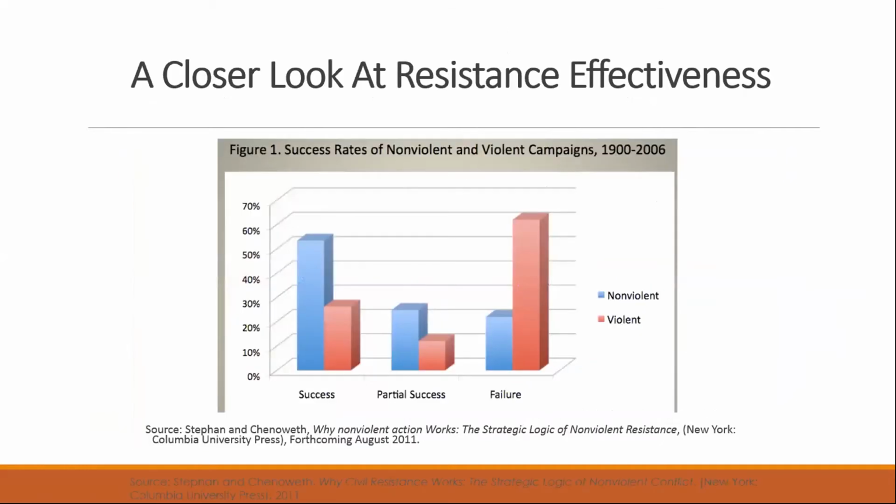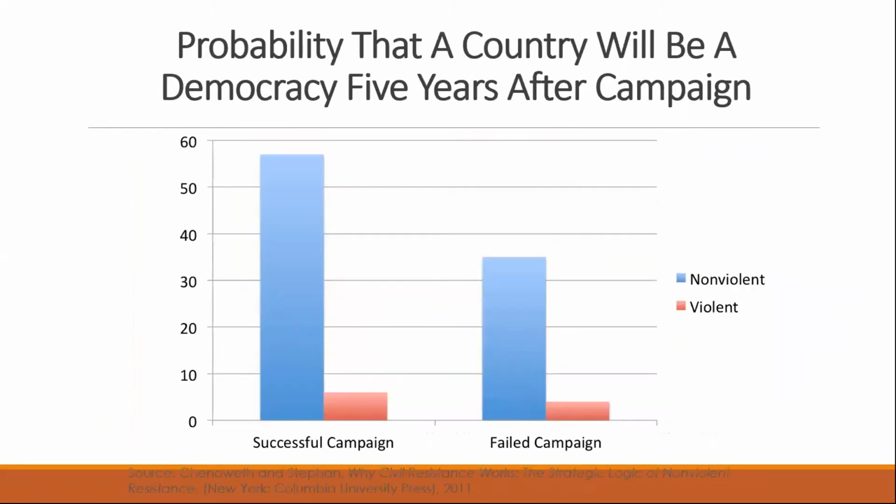And this is just a graphical form, which I think is impressive, of the first finding. But then let's look at this. They looked at the probability that a country that had one of these campaigns would become at least a limited democracy 5 years after the campaign. The different success rates between violent and nonviolent is just shocking in terms of having more democratic outcomes. And there's sort of a logical reason.